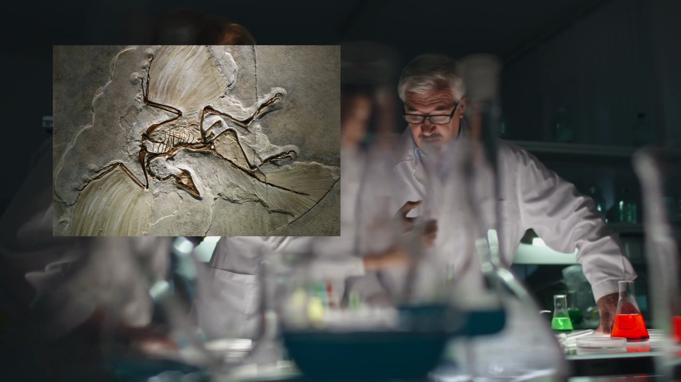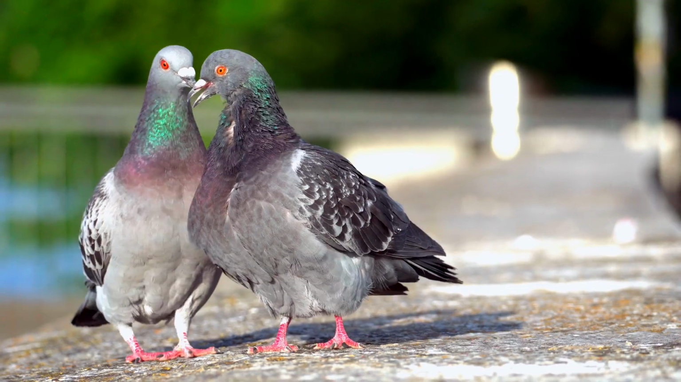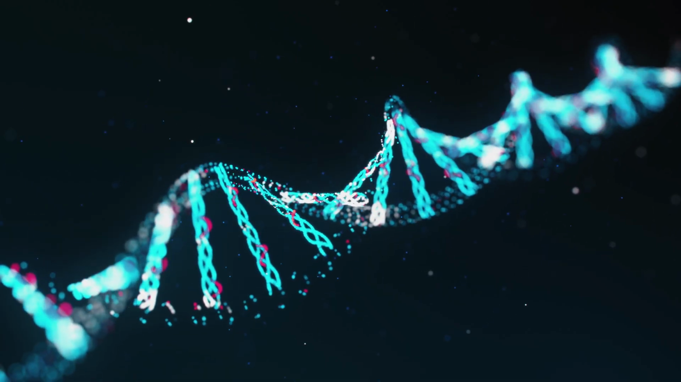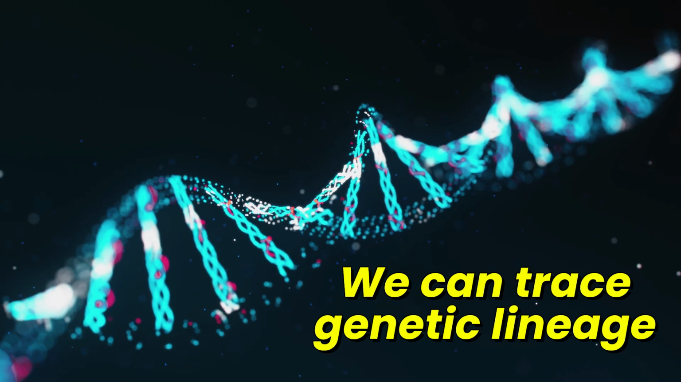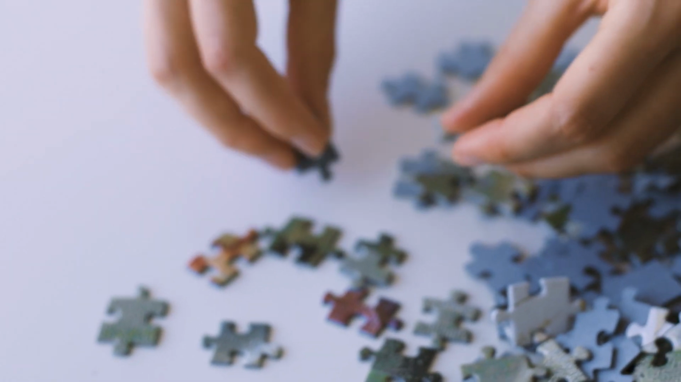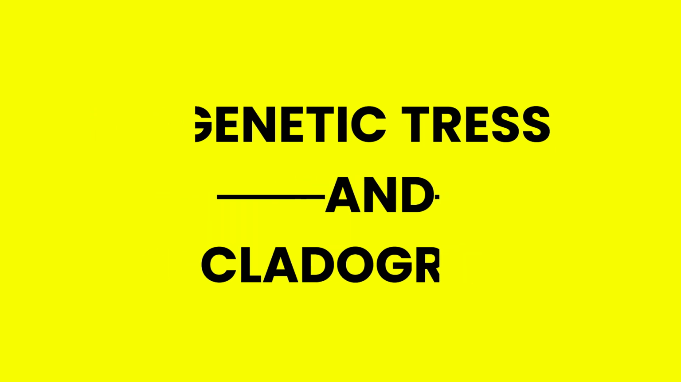Scientists have discovered fossil evidence showing that many dinosaurs had feathers just like birds today. By studying their bones, genetics, and evolutionary history, we can trace their lineage. So how do we piece together these fascinating puzzles of ancestry? Welcome to today's lesson on phylogenetic trees and cladograms, where we'll learn the evolutionary history of life on Earth.